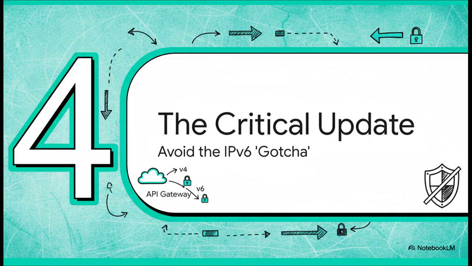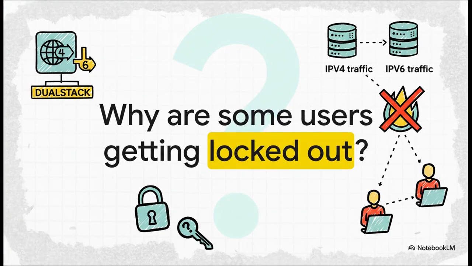Now, you might be thinking, great, I'll just flip the switch to dual stack and call it a day. But hold on. This is the exact spot where so many people hit a really frustrating wall. We're about to uncover what I call the critical IPv6 gotcha. So just picture this scene for a second. You've done everything right. You updated your API, you switched to a dual-stack endpoint to support all your users, and then the support tickets start pouring in. Some of your users are just locked out. They can't get in anymore. What in the world is going on?